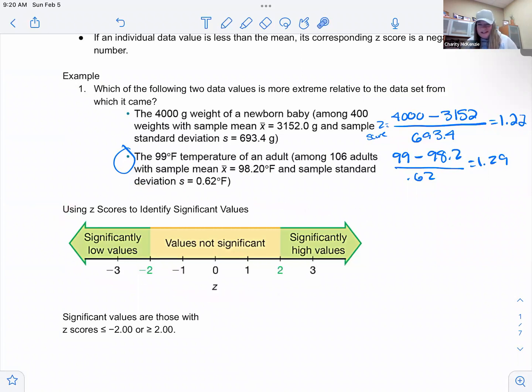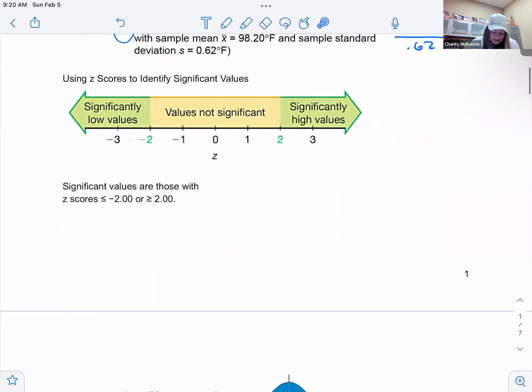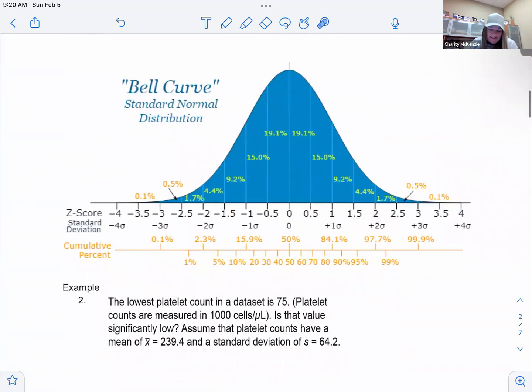And you can read the textbook too. You can always open the textbook through Pearson lab and read it as well. Okay, so this is like significantly low, significantly high. It just kind of helps you with what's high, what's low. Okay, so I liked this.